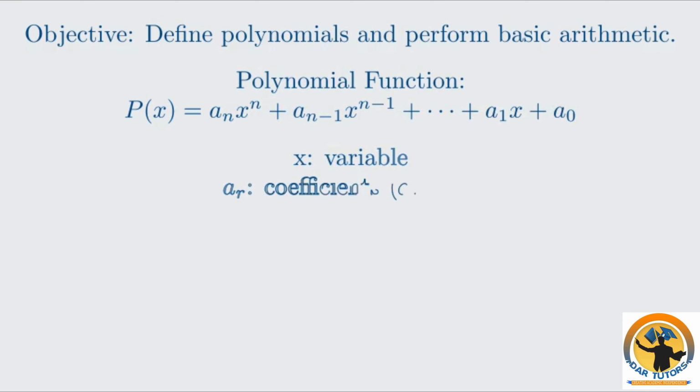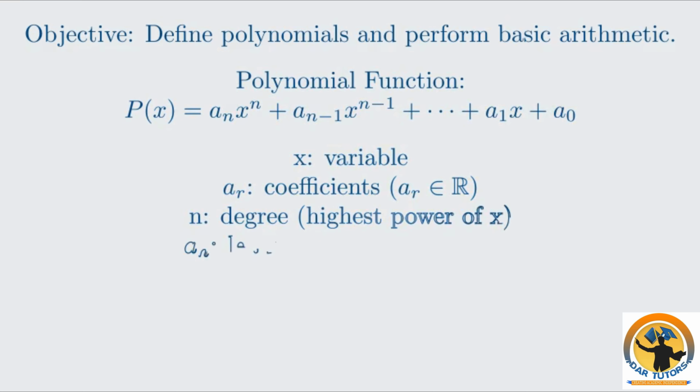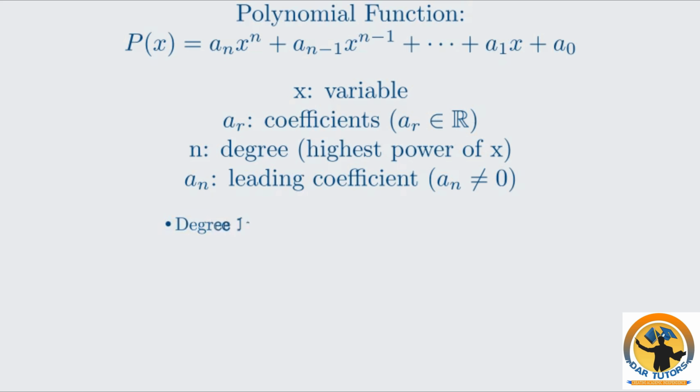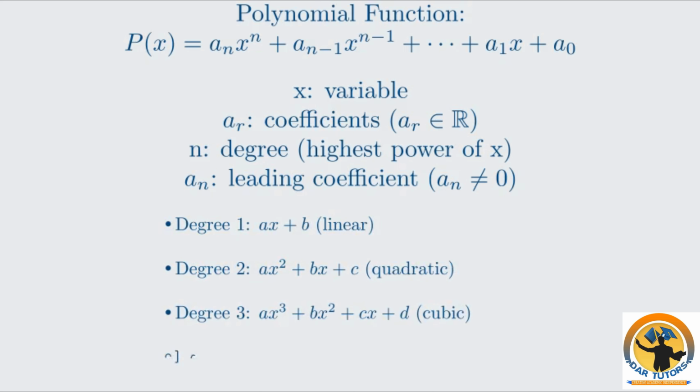The a values are the coefficients, which are real numbers. The highest power of x, n, is the degree of the polynomial. The coefficient of the highest power, a sub n, is called the leading coefficient. You're already familiar with some low-degree polynomials. A degree 1 polynomial is linear, a degree 2 polynomial is quadratic, a degree 3 polynomial is cubic, and a degree 4 polynomial is quartic.